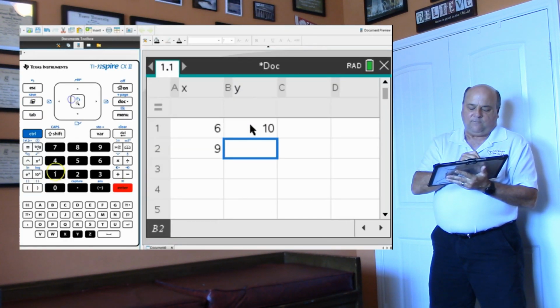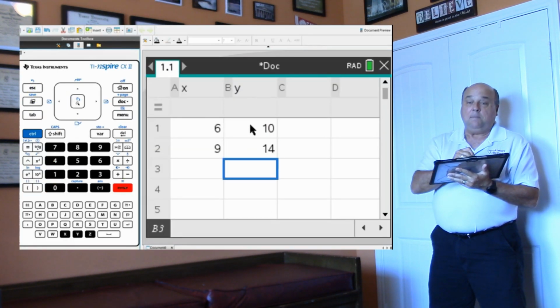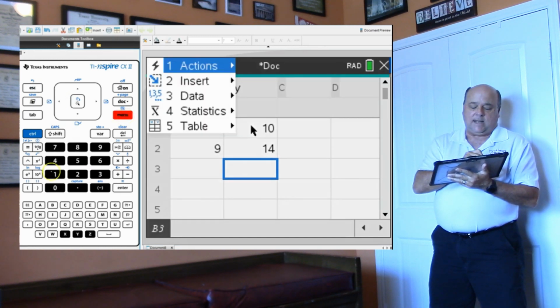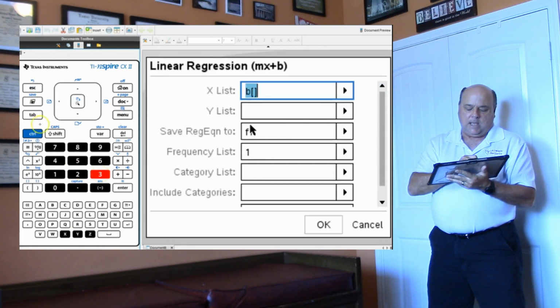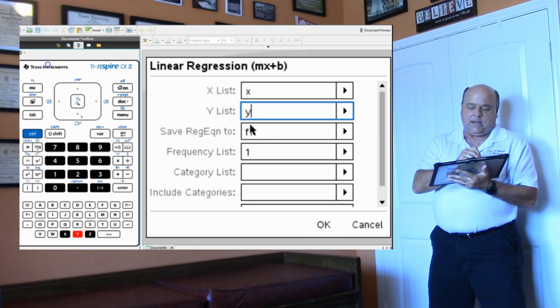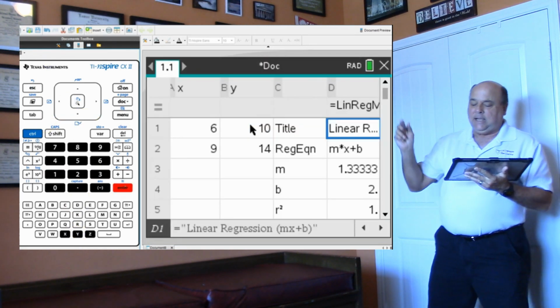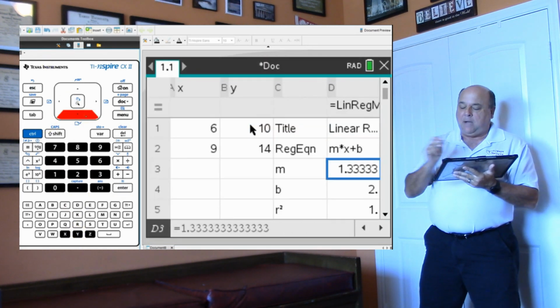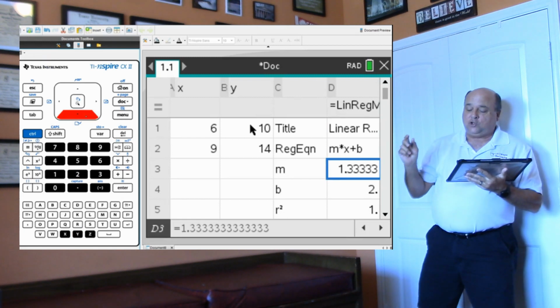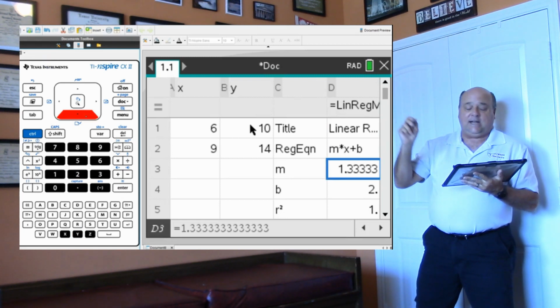Now then, menu 413, x down, y down, enter. And I get, this is my slope. My y-intercept's 2. So I need to make this slope a decimal.